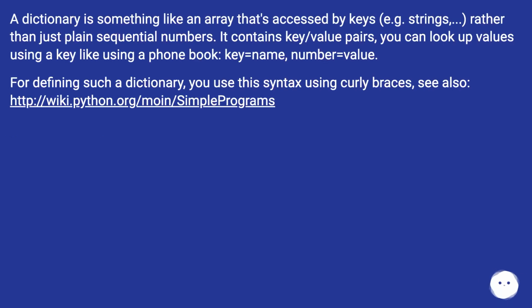A dictionary is something like an array that's accessed by keys, e.g. strings, rather than just plain sequential numbers. It contains key/value pairs. You can look up values using a key like using a phone book, key equals name, number equals value. For defining such a dictionary, you use the syntax using curly braces. See also this URL.